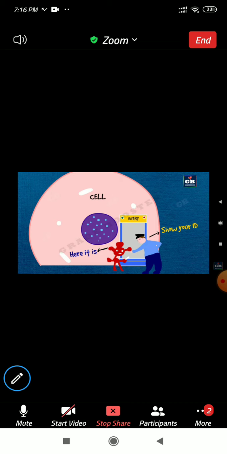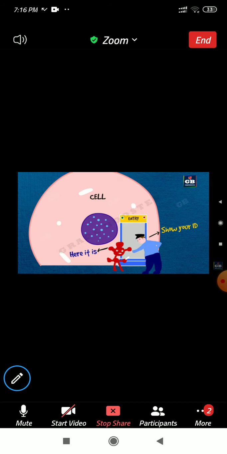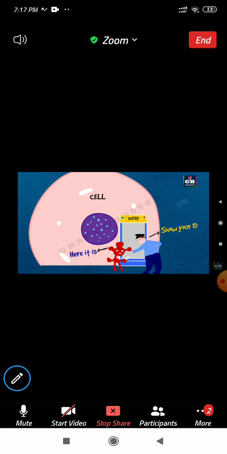See here, this is the cell, a cartoon. To enter this cell, you have to show your ID here. You can assume it is any component, whether a carbohydrate, protein, fat, or any nutrient, even water, which has to take permission to get into the cell. Here the plasma membrane is acting just like a wall. To cross the wall, the plasma membrane has to give permission.